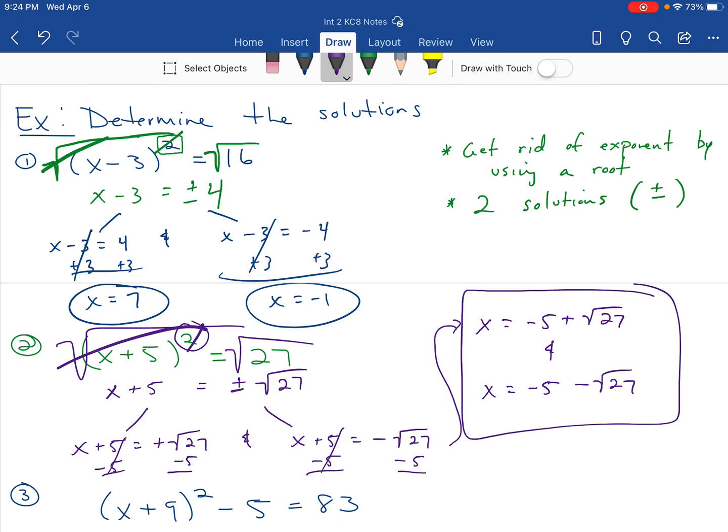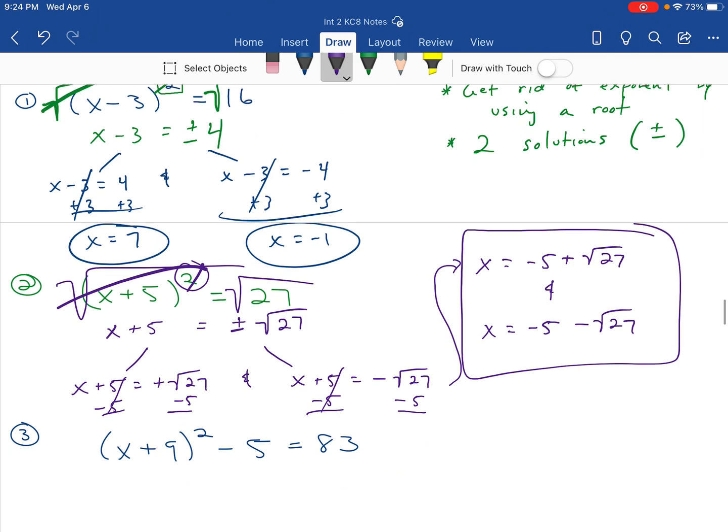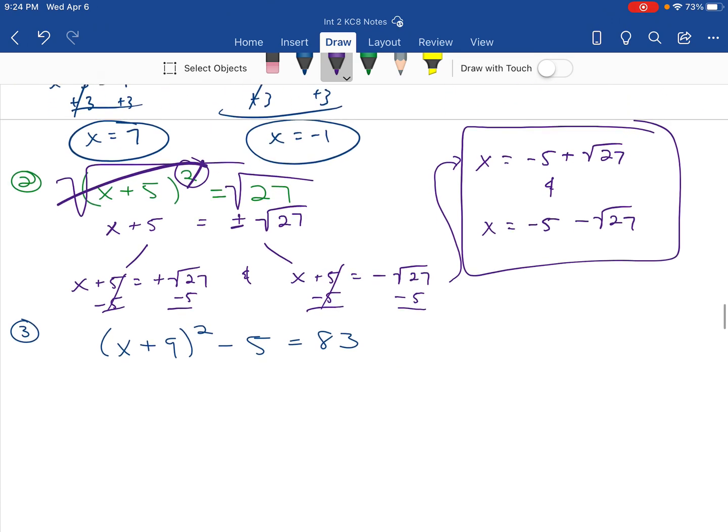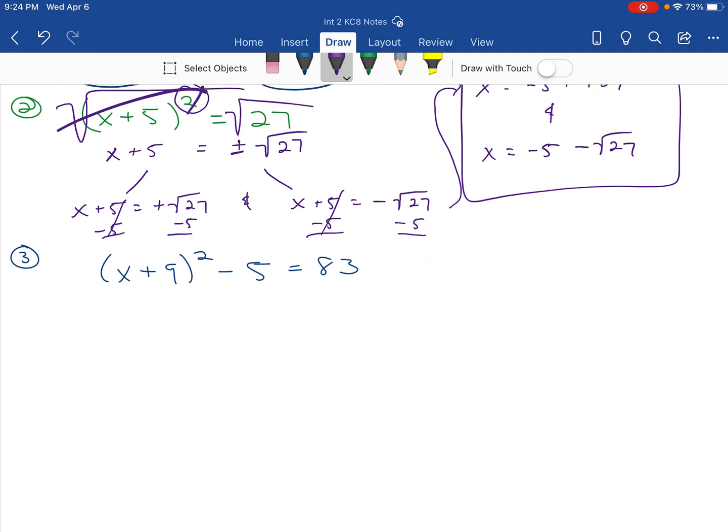Okay, so a lot of the time your answers are going to look like this. It doesn't mean that you're doing it wrong, okay? That's just how it is sometimes. When you're solving quadratics, a lot of them are going to be roots. All right, last problem. Let's go ahead and try number 3. So pause the video and try it on your own.